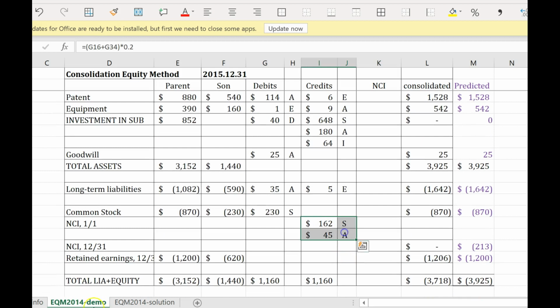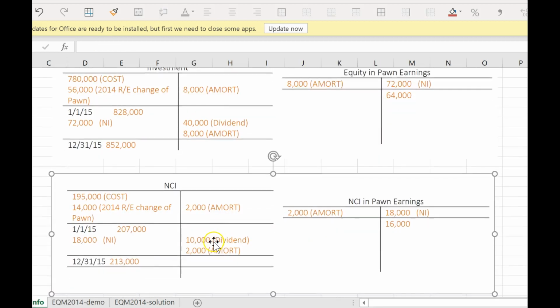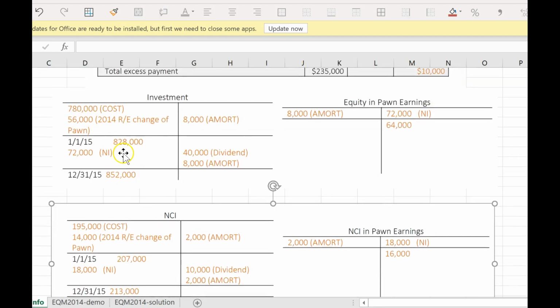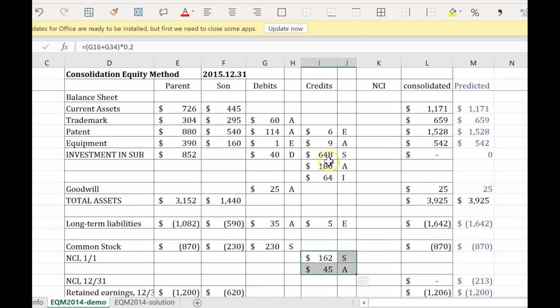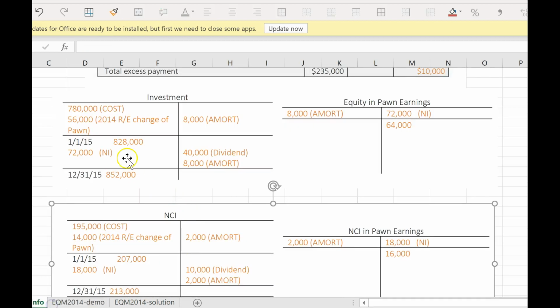So we know the S and A entry. If you look at the T account, the S and A entry of the investment account eliminates the investment at the beginning, 828. I'm going to show you, if you add these two numbers up, I'm going to temporarily add up here. If you add these two numbers up, that's 828. Just see it? That's 828, the beginning balance of investment.